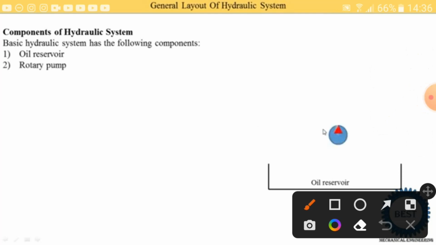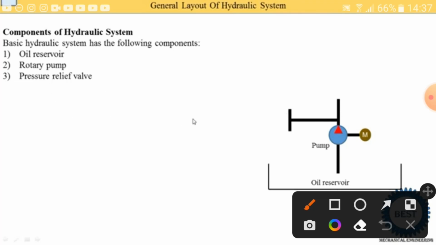The pump is located here and the pump is run by this electric motor. So here the M is written and this is the shaft. This shaft transmits the power from the motor to the pump. The pump takes the oil from the oil reservoir, increases the pressure, and then it is supplied to the direction control valve. Third component is the pressure relief valve. The pressure relief valve is generally installed at the outlet of the pump because it is used to control the pressure. So it is installed here, and that is called the pressure relief valve.